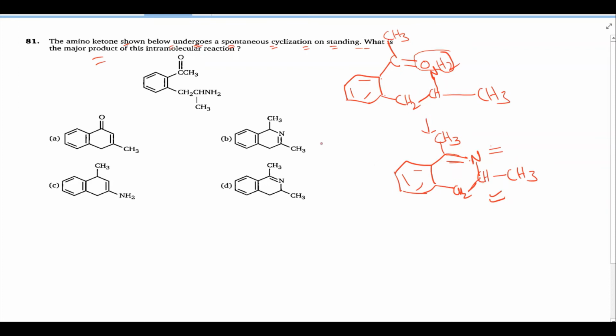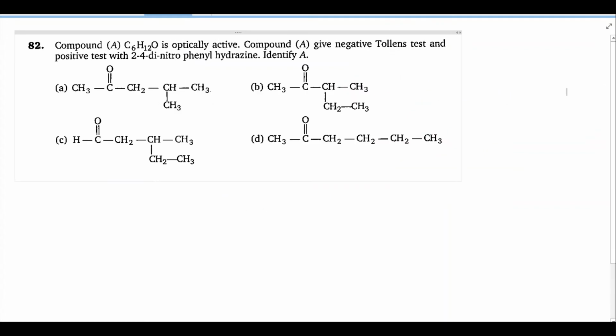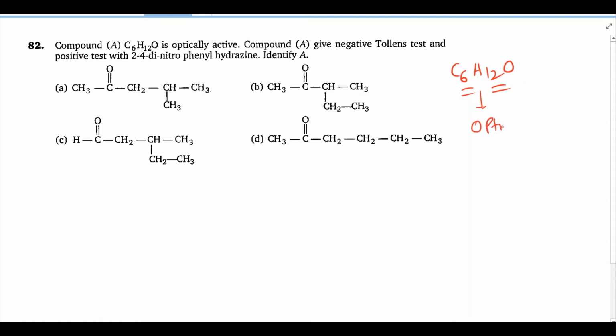What is the correct answer for 81? The correct answer is option D. So this is question number 81. Next, question number 82: the compound C6H12O. This is our compound. Here the condition they have given is that this will be optically active.